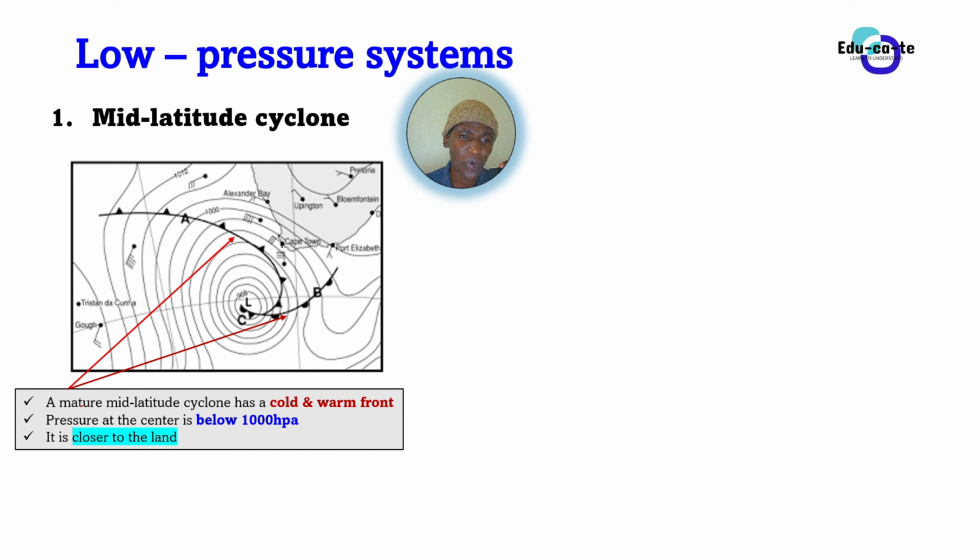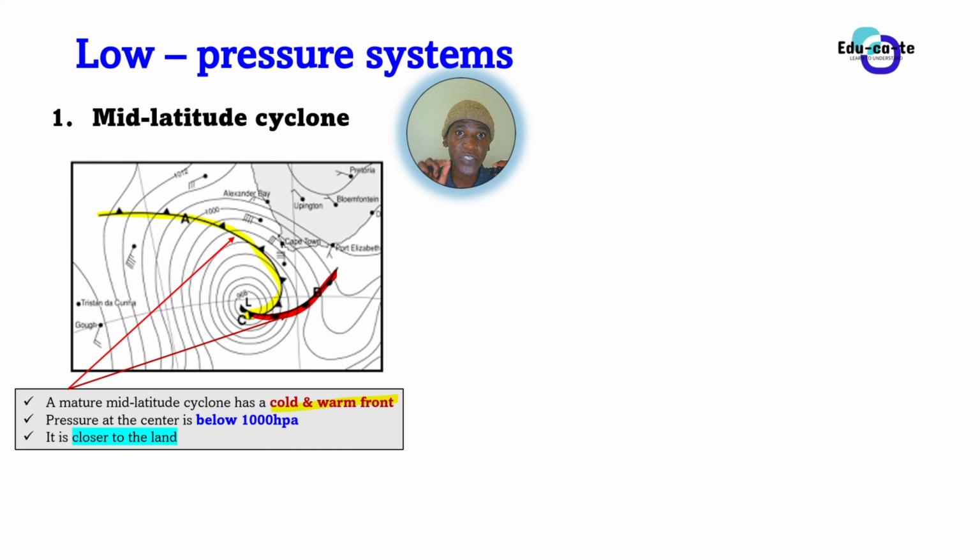How do we see this? Let us look at these points. These three things are evidences that are observable within a diagram. Let's say, for example, they just give you this synoptic weather map, and then they ask whether the mid-latitude cyclone is mature or not. A mature mid-latitude cyclone has a cold and a warm front. You can see that here. This is the cold front, and it also has a warm front. This is the warm front. If you can identify that in a diagram, then you can conclude that this is a mature mid-latitude cyclone.